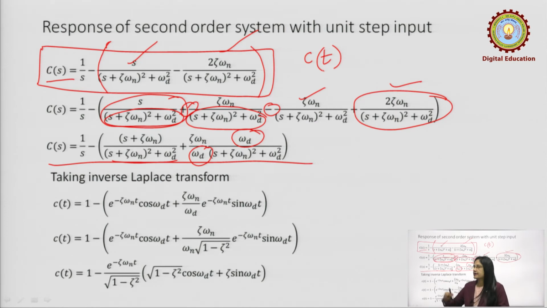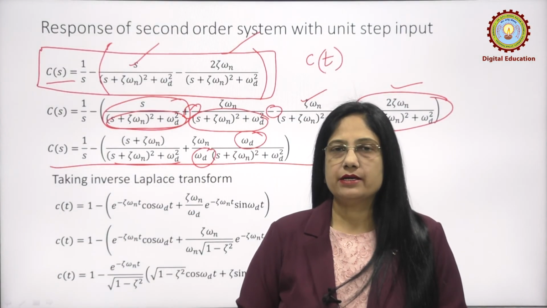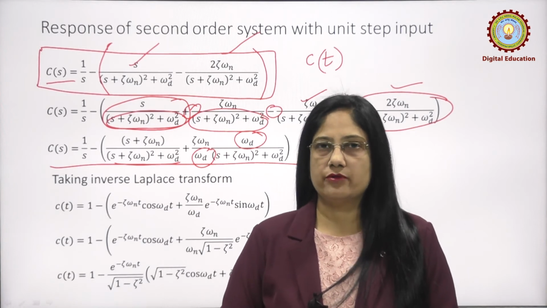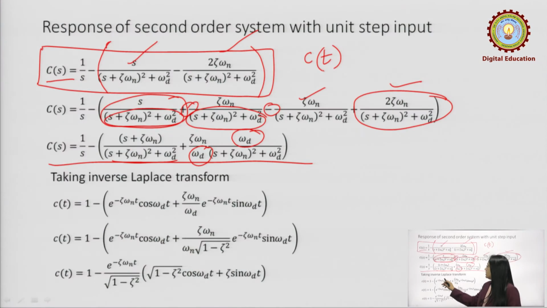So, this is the S domain, that is the Laplace domain response of a second order system when subjected to unit step input. Now, applying the inverse Laplace transform to each of the terms as given in this equation, what do we get? We are applying the inverse Laplace. So, the value comes out to be 1, s plus zeta omega n upon s plus zeta omega n whole square plus omega d square. Now, what does this term look like?